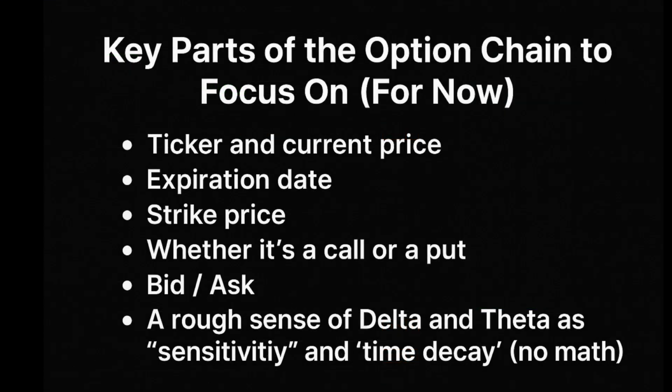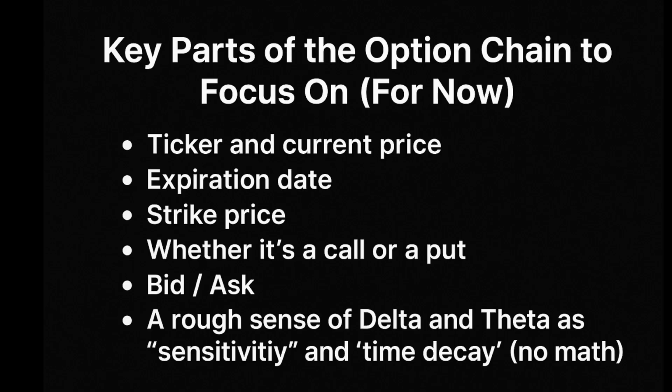So now that you've seen a live option chain, let's zoom in on just a few key parts to focus on for now. First is the ticker and current price. That tells you exactly which stock or ETF you're looking at and where it's trading right now. Everything else on the chain is built around that number.